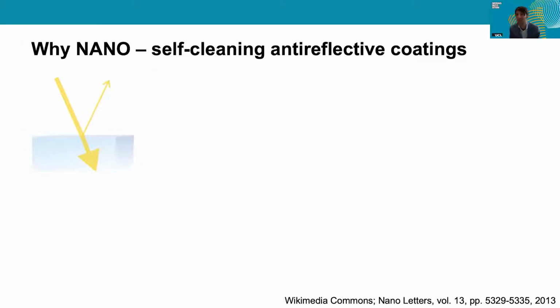So why do we need to control materials on the nanometer length scale is shown here. So what we can see here is just a surface. So that's basically a glass window. And what happens is, if light shines on a glass window, we all see reflections, right? So a part of the light is being reflected.